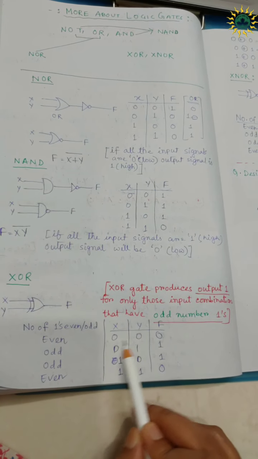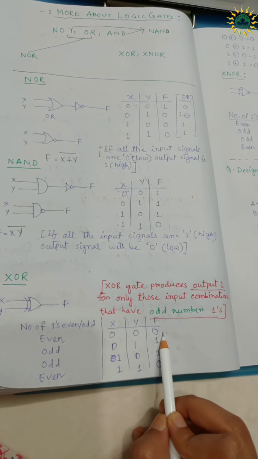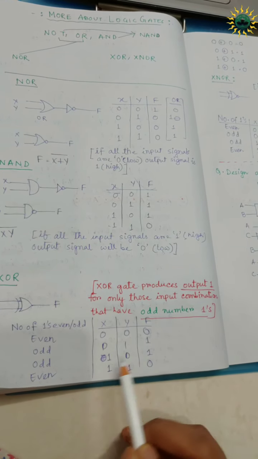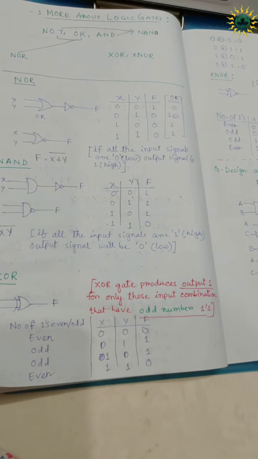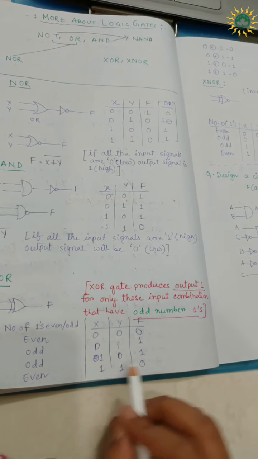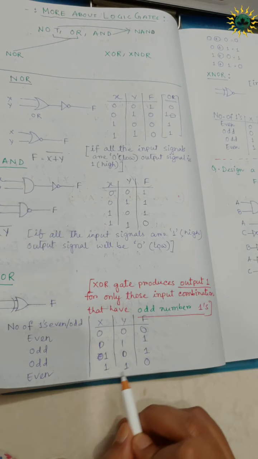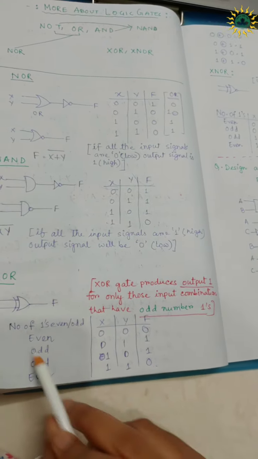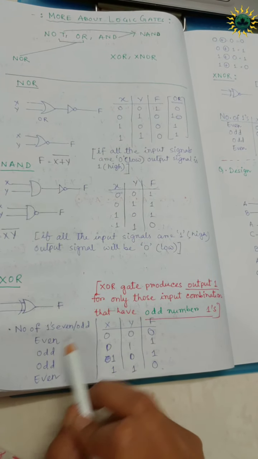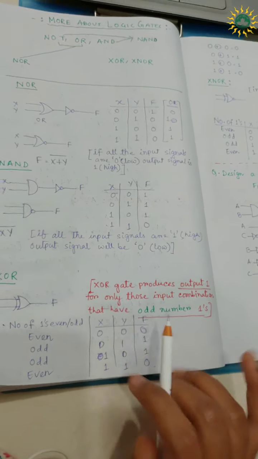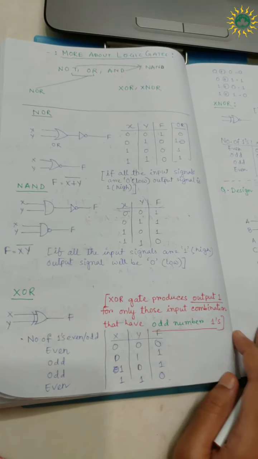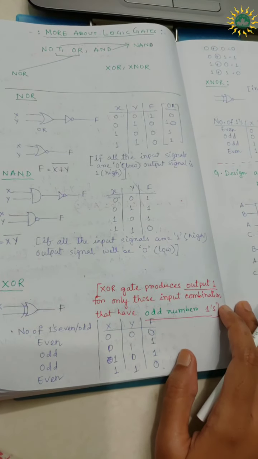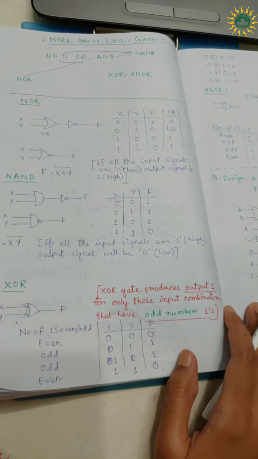See, in the first case there is no 1, that's why the output is 0. How many 1s are there? One 1, that is odd, that's why the output is 1. In the next one, there is one 1, that's why the output is 1 again. And in the next one there are two 1s, which is an even number, that's why the output is 0. See, I have written it as well, number of ones even and odd. Is it clear? In case of XOR gate, if you have an odd number of 1s in the input, then the output will be 1, otherwise it will not.